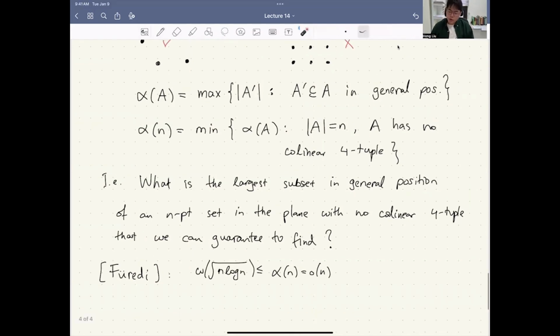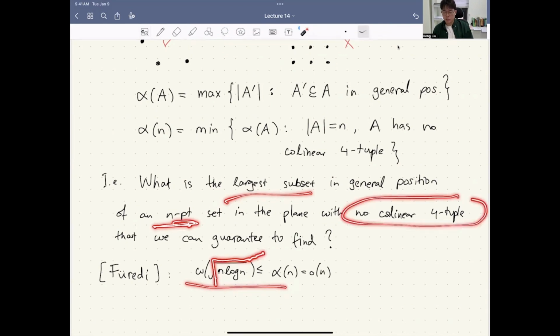So what do lower and upper bound mean once again? Lower bound means no matter what set of endpoints we are given, we must have some algorithm of finding a subset of it of size much larger than square root n log n, such that they are in general position, given that this original set has no collinear full tuples. Okay.